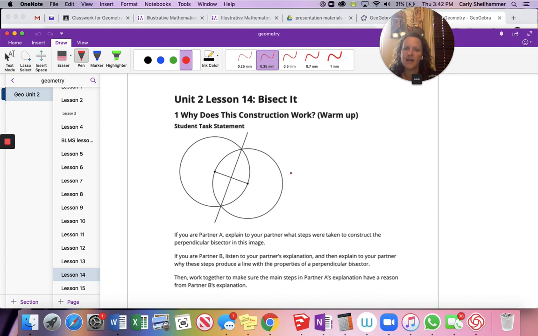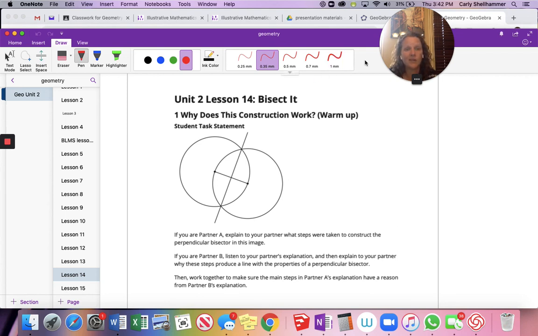If you're partner A, explain to your partner what steps were taken to construct the perpendicular bisector in this image. If you're partner B, listen to your partner's explanation and then explain to your partner why these steps produce a line with the properties of a perpendicular bisector. Then work together to make sure the steps in partner A's explanation have a reason for partner B's explanation.